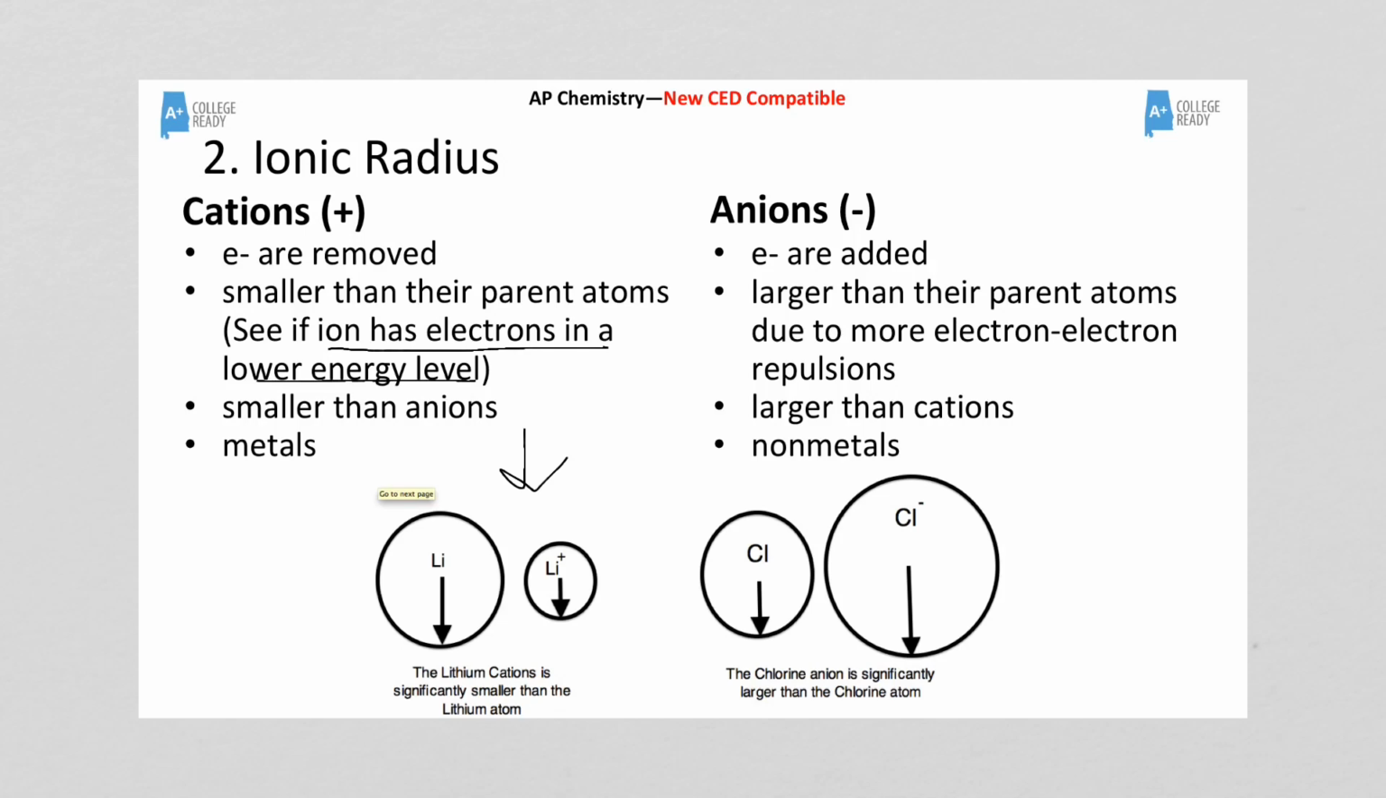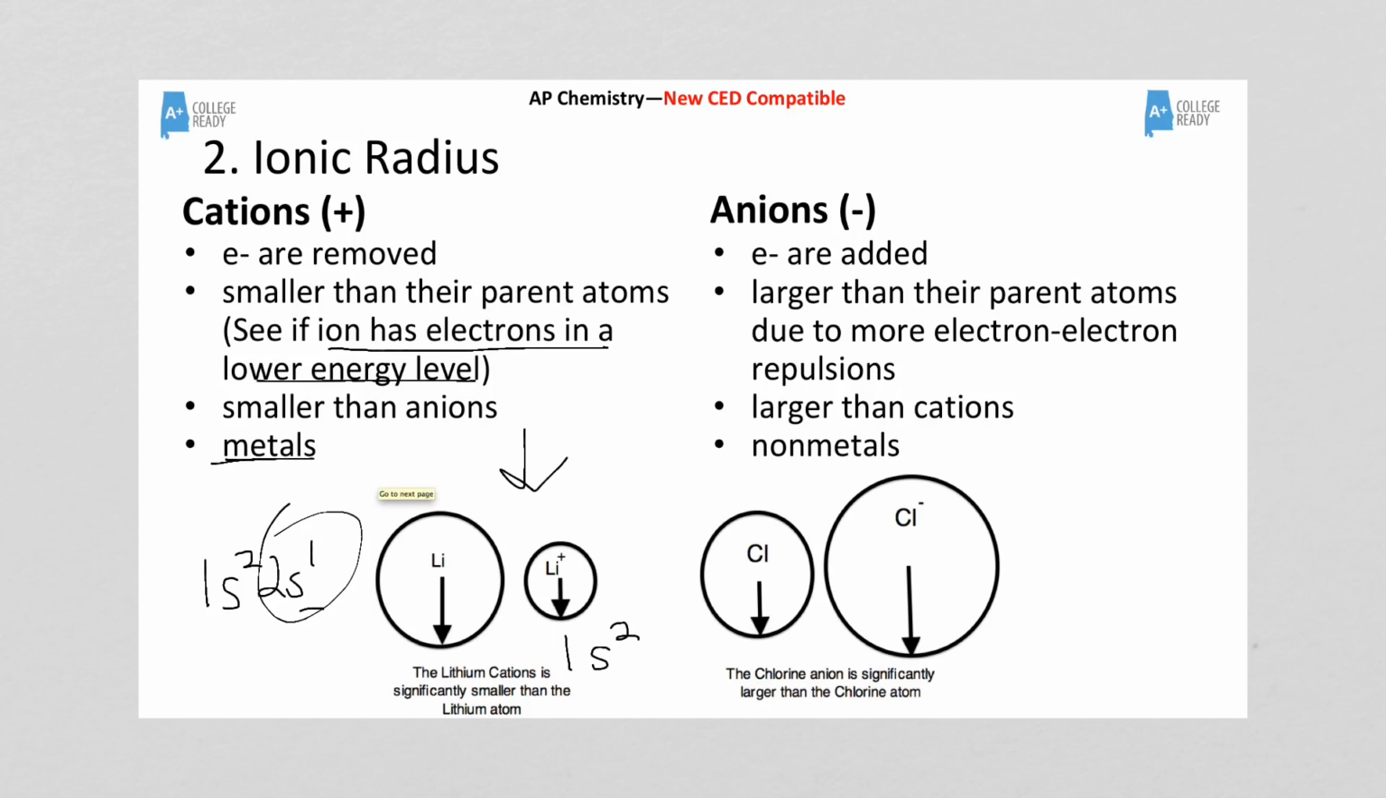So if we go back to our electron configuration from one of our previous slides, that's the lithium atom's electron configuration. If we look at the lithium ion, remember it's lost that valence electron, so the ion should be smaller. The cations are smaller than the original atom. This is what metals do.